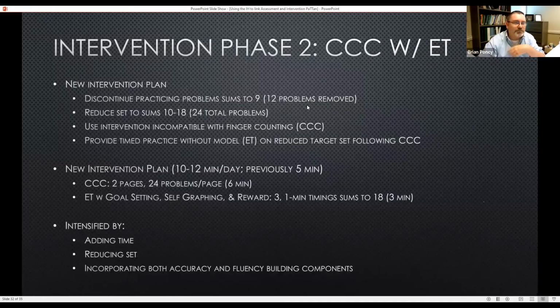The kid already had those at mastery, so why continue to practice? So we reduced the set and only targeted sums 10 through 18. And this was 24 total problems. We did cover, copy, compare. You could have done tape problems too. But in this case, we needed an intervention that was incompatible with finger counting.